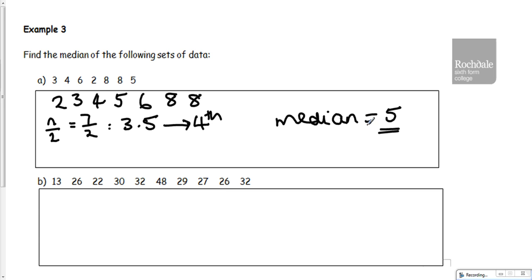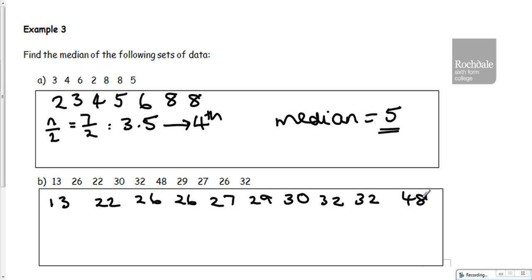And actually, you could probably tell that by counting in from each end. You could probably see that that one was in the middle. Okay, next one. Write them out in order again. 13, 22, 26. I think we have another 26, 27, 29, 30. I think there are two 32s and a 48. Again, check that you've got them all.